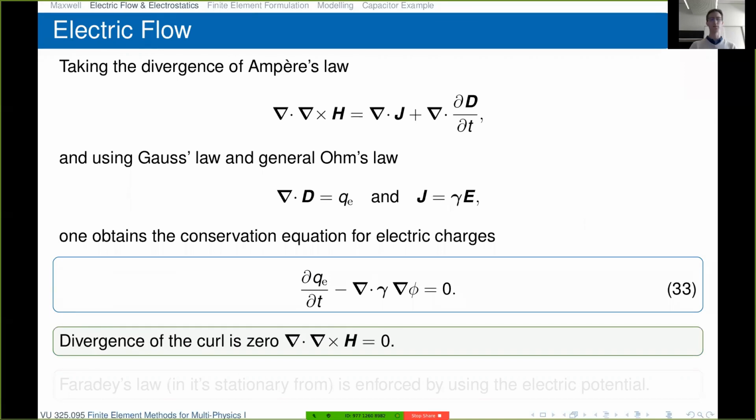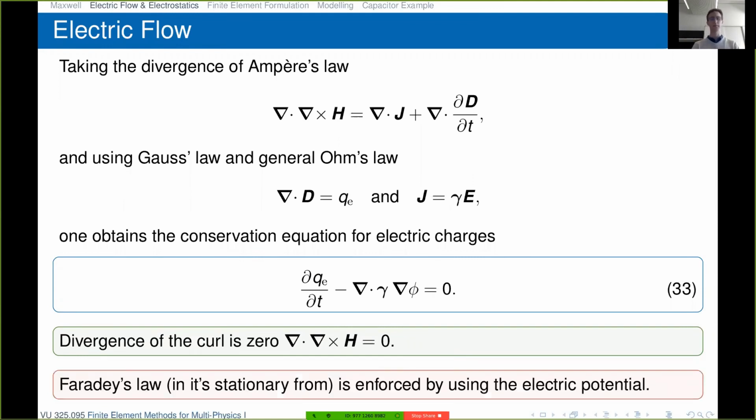The term with H, so the divergence of curl of H, vanished since another calculus relation, the divergence of any curl is 0. And we can see that Faraday's law in its stationary form is enforced by using the electric potential. So we have enforced two equations at the same time by introducing the electric potential.